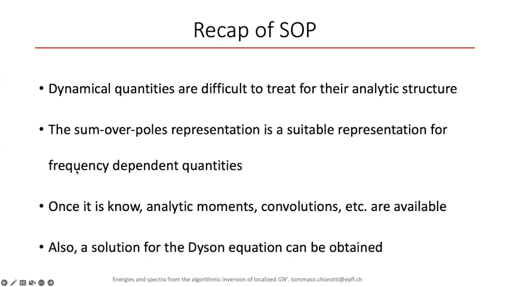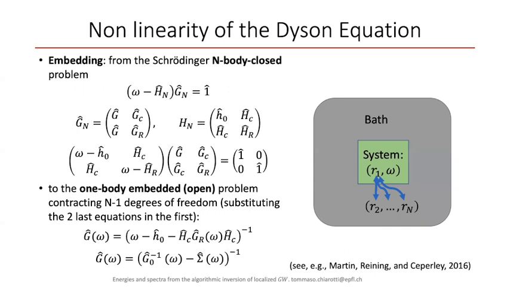Now, the sum-over-poles representation is our method to solve the problem. And once it is known, the analytic moments and convolutions are all available. Also, as I said, very interestingly, the Dyson equation can be obtained, and the next part of the talk is about this. Sorry, this is a bit of a large gap from what I've been talking about before, but I think it is very interesting to understand that the Dyson equation is a nonlinear eigenvalue equation, and is actually the generalization of the Schrödinger equation for embedded open problems. Now, how to see this? We will see this in detail. This is just a hint.